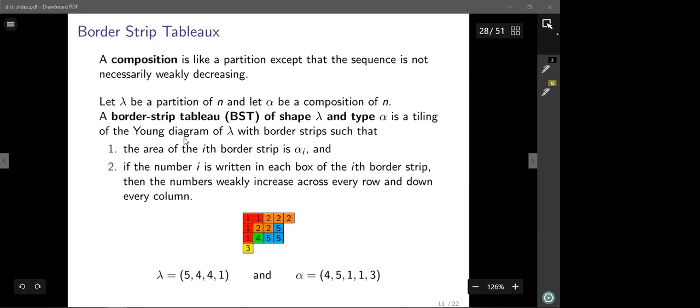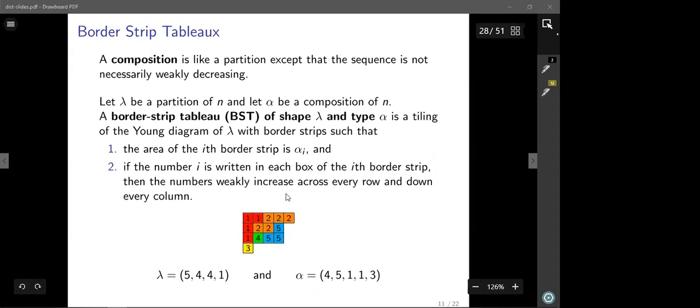It's a border strip tableau. So if I'm given a partition lambda of n, which is the shape of this Young diagram, and alpha, a composition of n, then a border strip tableau of shape lambda and type alpha is a tiling of this Young diagram with border strips. So the individual tiles have to have this border strip property. You can't put down a square, for example. That's an illegal tile. The only legal tiles are border strips. And furthermore, the area of the ith border strip should be alpha i.